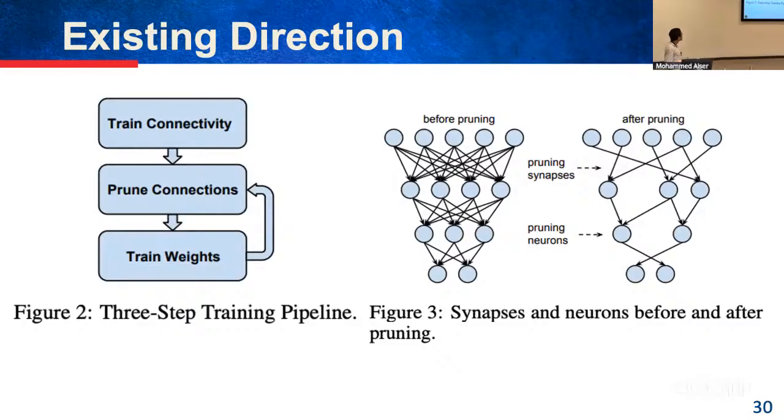And this is the figure from that paper. Here, first the connections are getting trained, and then we prune those connections, and then we again train the weights, and then again prune the connections, and we keep on doing that. As you can see, before pruning, the network will look something like this. But after pruning, a lot of connections have been reduced here.